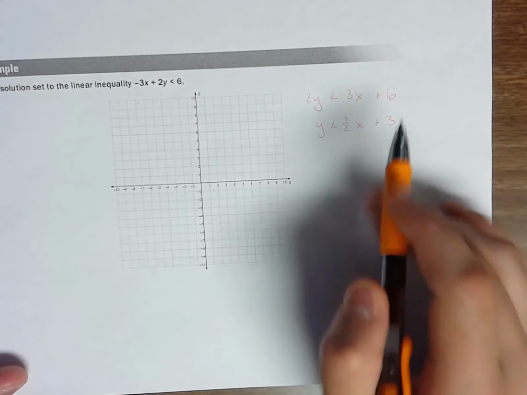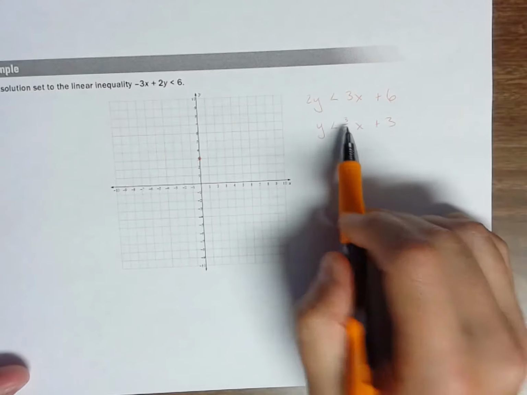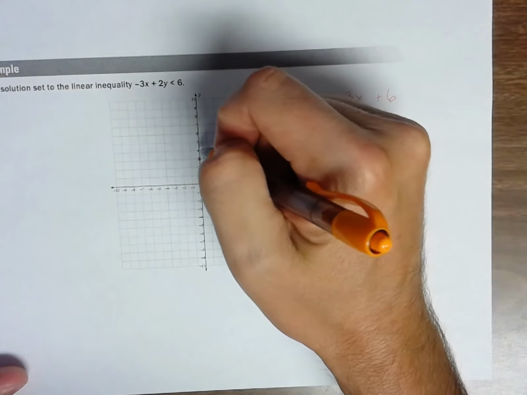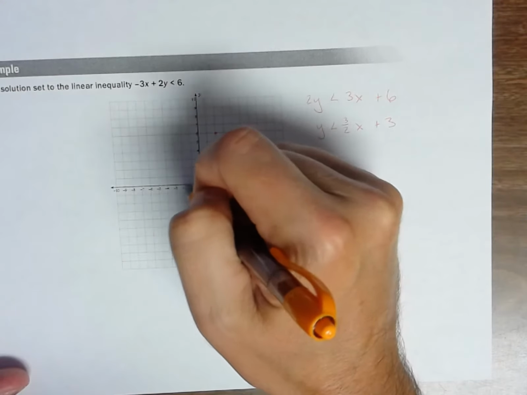So our y-intercept is 3. So let me mark that on my graph. I've got a slope of 3/2. So 1, 2, 3, 1, 2. Go over 2 there. 1, 2, 3, 1, 2.